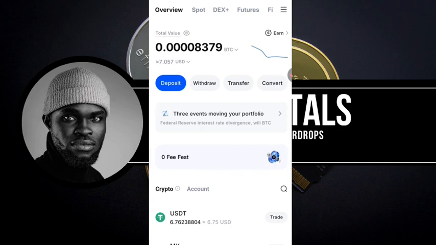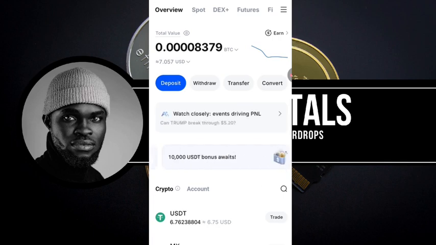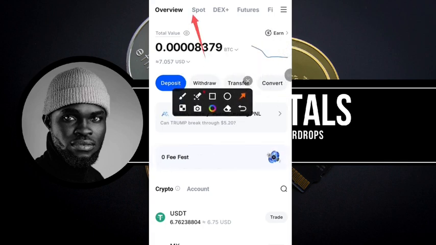What you need to understand is almost all exchanges are built in the same way, but I'm going to be doing another video for other exchanges because I know that some of my subscribers don't have MEXC in their country. So the first thing we want to do is go straight down to spot.